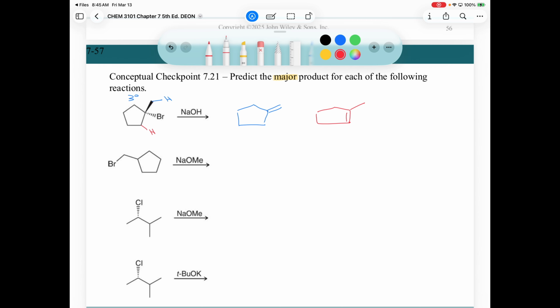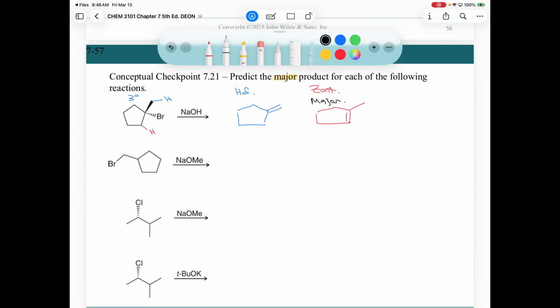Now, is hydroxide an unhindered base or a hindered base? Unhindered. And so which product is going to predominate? We see the one in the blue is the Hofmann product, and the one in red is tri-substituted. It's the Zaitsev product. So which one would be the major product here? The Zaitsev product. And that's our decision tree. And there you go. We drew our major product, just like this.